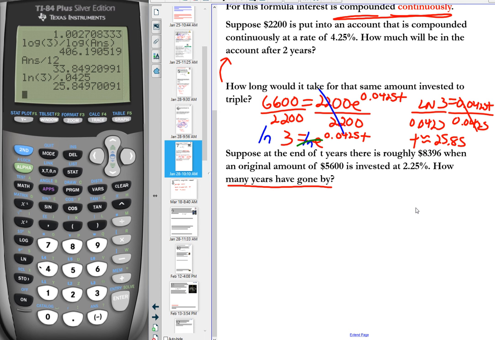So what base can the log button get rid of automatically? 10. What base can the ln button get rid of automatically? E. And other than that, you have to use the change of base thing when we divide it. But now it gets tricky because some of the calculators just let you input whatever base you want and it does that work for you. See if you can do the next one on your own.